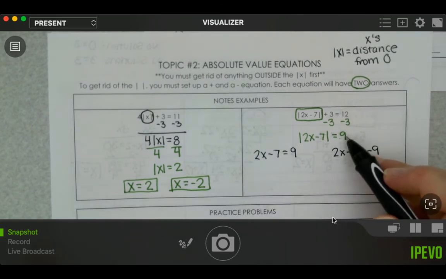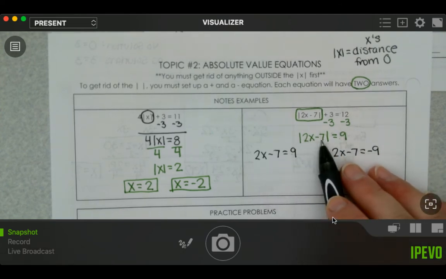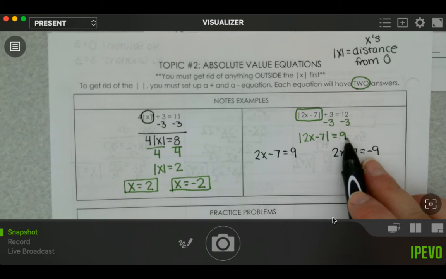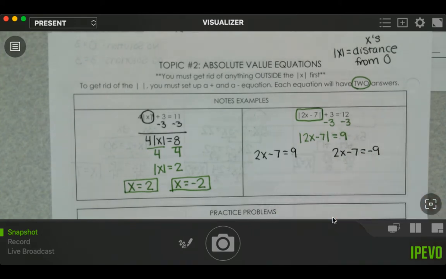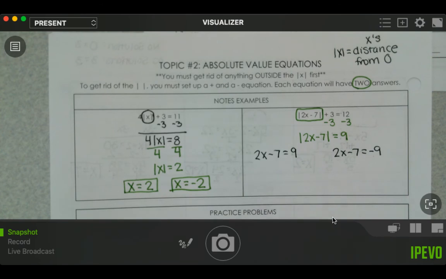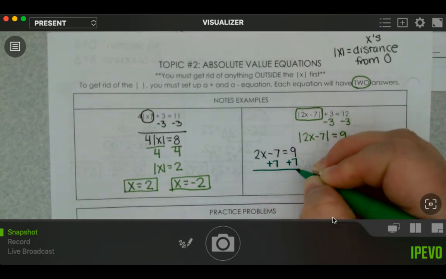So it's the number over here that switches. Because this thing, even though it's not x, it's 2x minus 7, is 9 units away, to the right or to the left. And then you have to solve this equation. Now, the good news is that it's the same equation, really. You're going to add 7 to both sides to cancel out the negative 7.